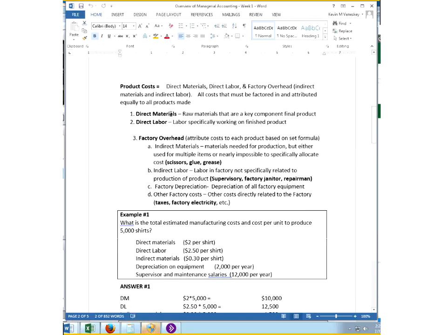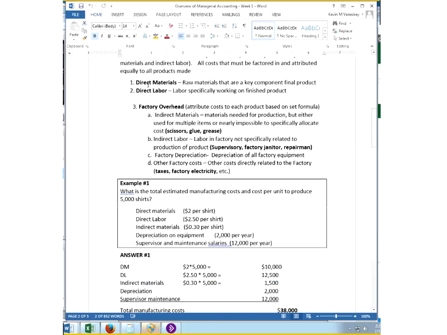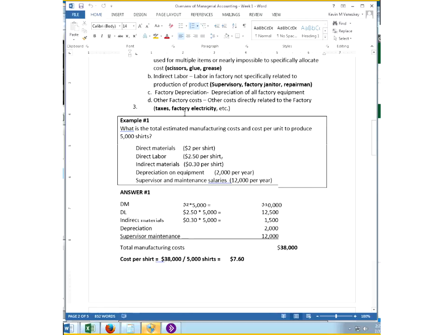So I broke it down a little bit more here for product costs. The direct labor and direct materials are pretty self-explanatory. Where it gets a little bit trickier is with factory overhead, but just think about it. If the cost is attributed to the actual making of the product, it's considered a product cost. Anything else is a period cost.